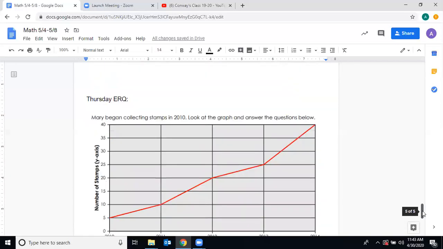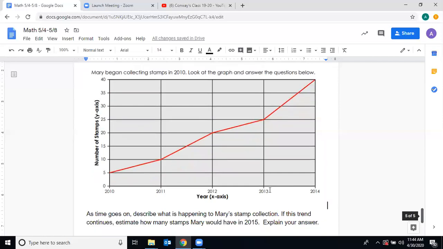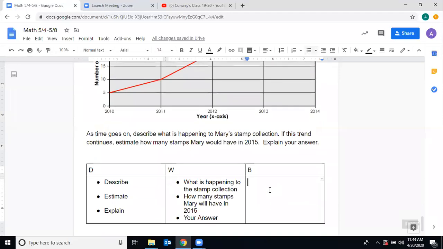So the first one is to describe what is happening to the stamp collection. So let's look back up at the chart. Take a look at the stamp collection, and what do you notice about how many stamps Mary has per year? What is happening to that line? You should say that the line is moving upwards. So what does that mean? It means that Mary is getting more stamps each year. Since the line is moving upwards, it's telling us that Mary is getting more stamps each year.